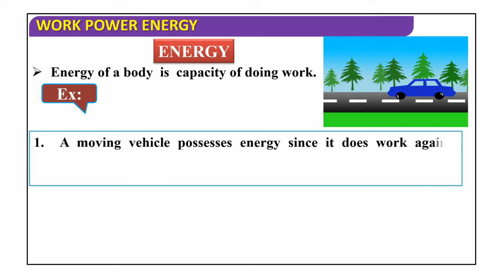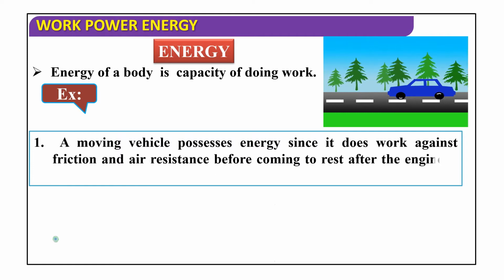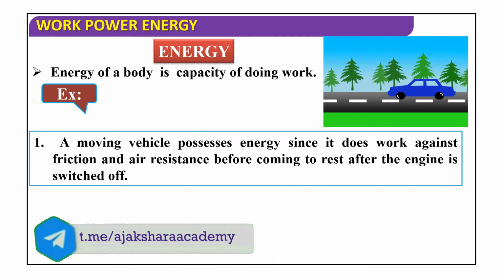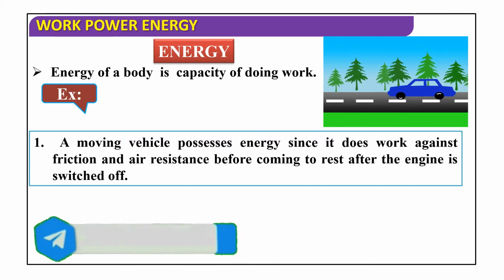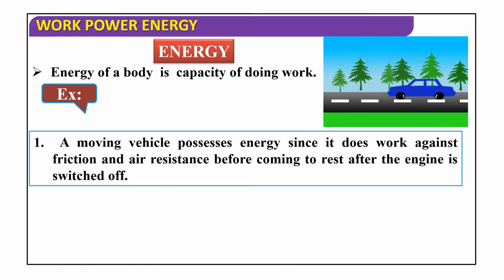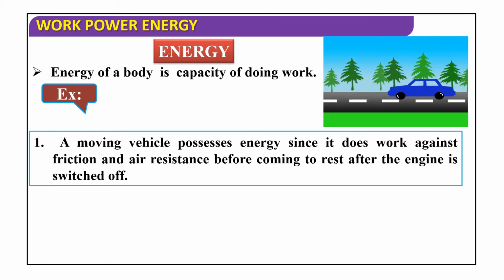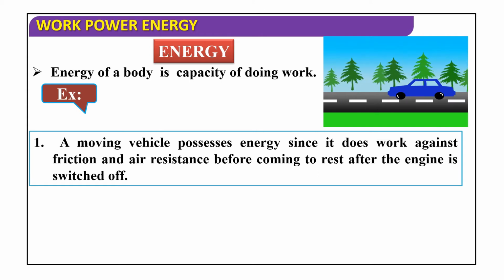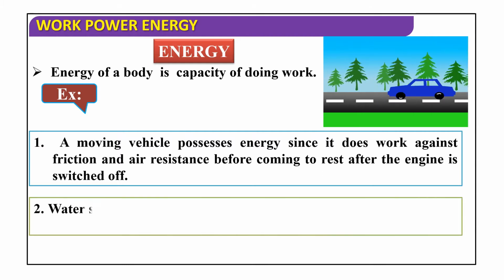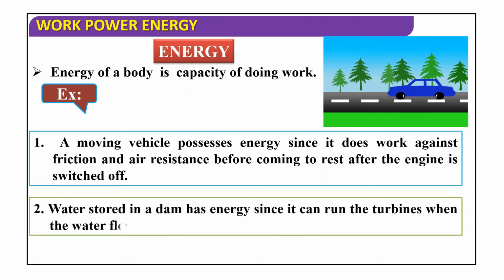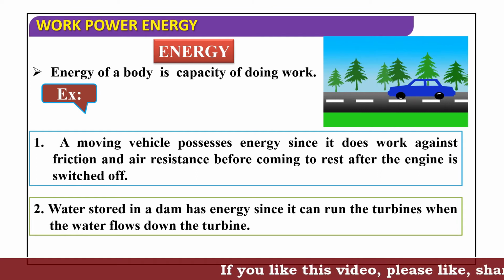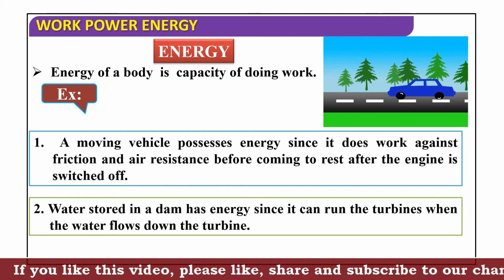A moving vehicle possesses energy since it does work against friction and air resistance before coming to rest after the engine is switched off. Here in this picture, a car is moving along the straight road. Now, let us discuss the next one. Water stored in a dam has energy since it can run the turbines when the water flows down the turbine.